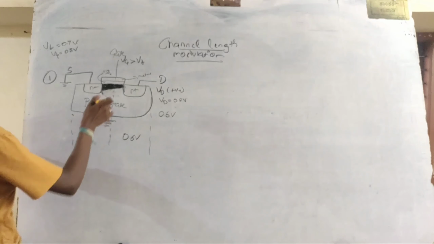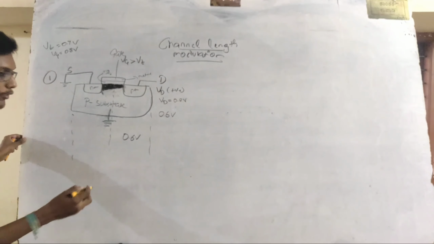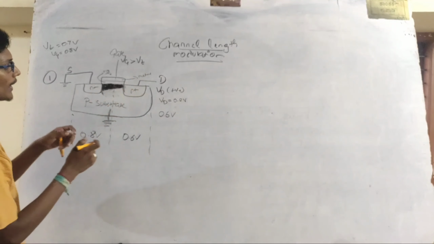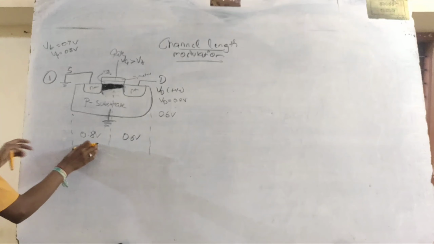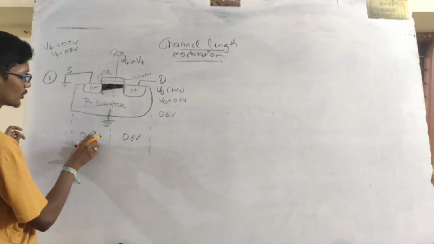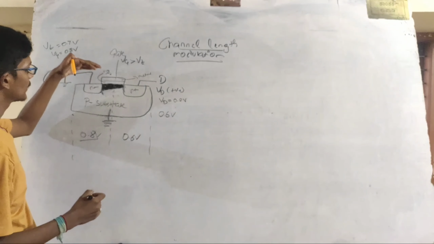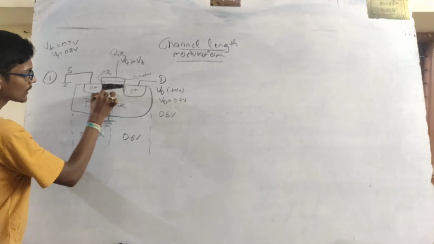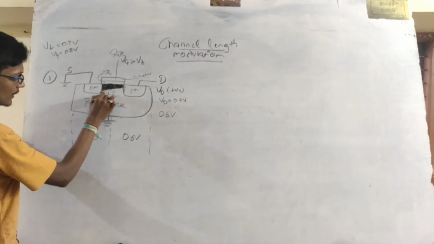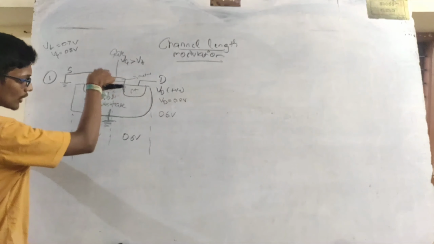On the source side, what will happen? The potential difference between gate and source: the source is grounded, so 0.8 minus 0 is 0.8. This is a positive potential. So on this side we have 0.8, a positive potential, and there will be enough potential to push the holes from this region into the P substrate.